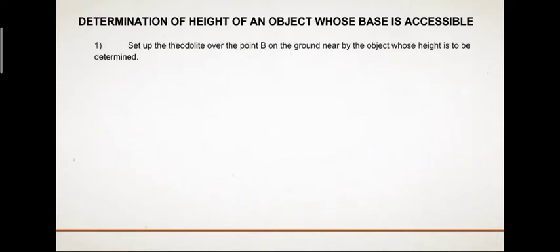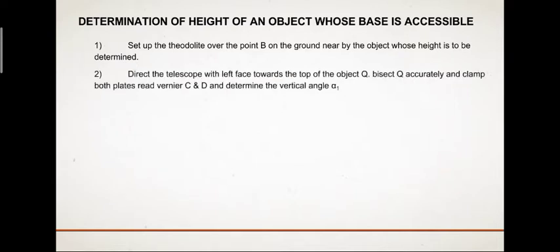Set up the instrument over the point B on the ground near the object whose height is to be determined. Nearby, how near you can go, it is not accessible, but whatever is nearby, you have to set up the instrument and do temporary adjustments. Then you have to bisect the top of the building or object whose height is to be determined, right? Measure the vertical angle alpha 1.